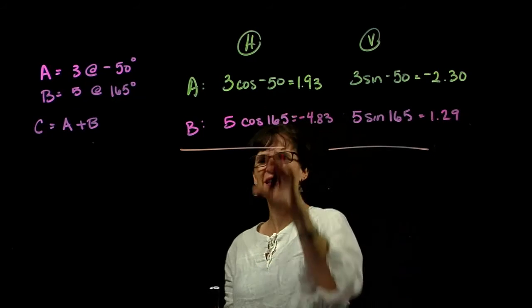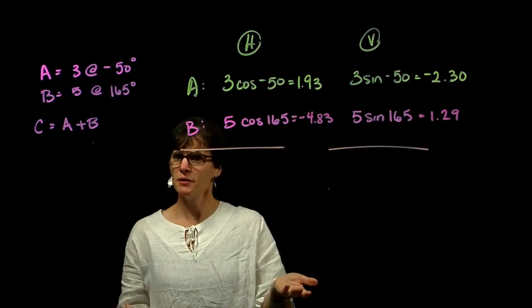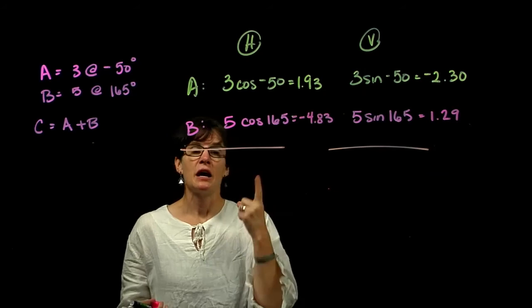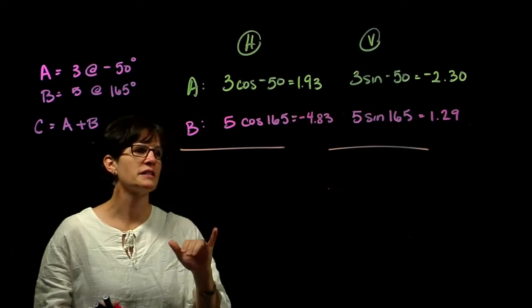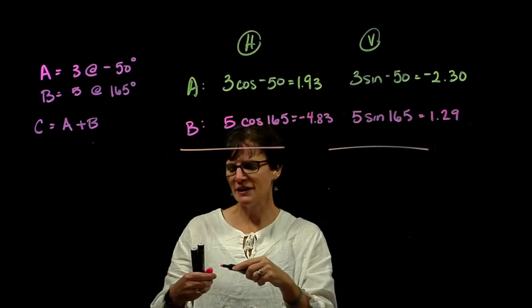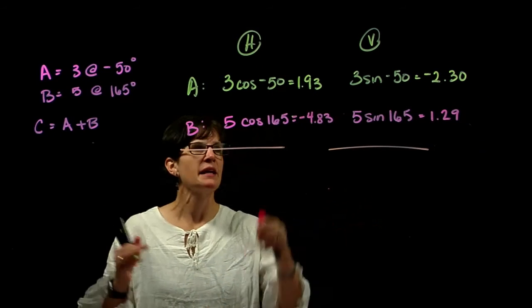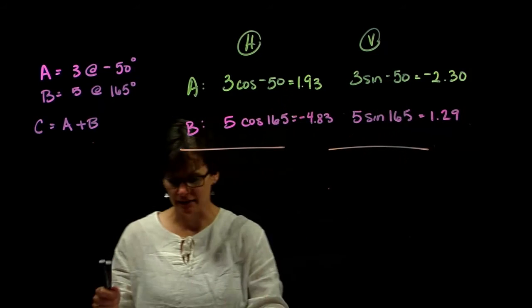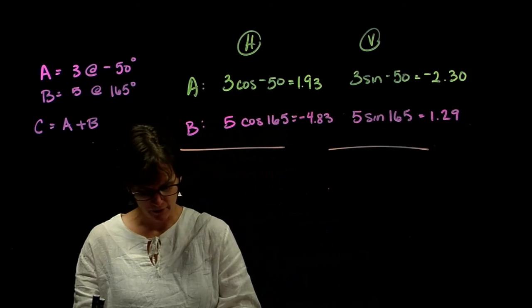So negative 50, that's the fourth quadrant, and I should have a positive horizontal value and a negative vertical value. Good. 165, that's the second quadrant, and so I should have a negative horizontal value and a positive vertical value. Good. So at least they're consistent with what I expect. Now that they're in their individual components, we can add them mathematically. So we can just add the numbers.